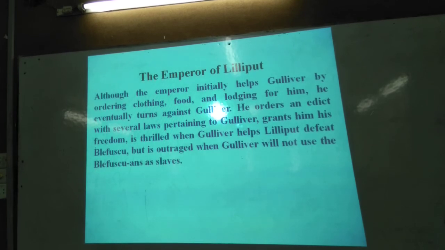And the Emperor thinks that he is a betrayer of our country. He may be a spy of Blefuscu. As a result, he doesn't intend to conquer the land on behalf of us. So, in a hidden way, the Emperor and his court take a decision to kill him.